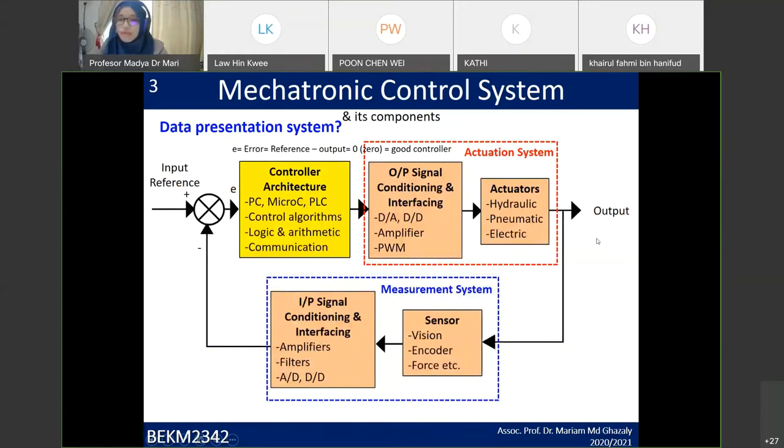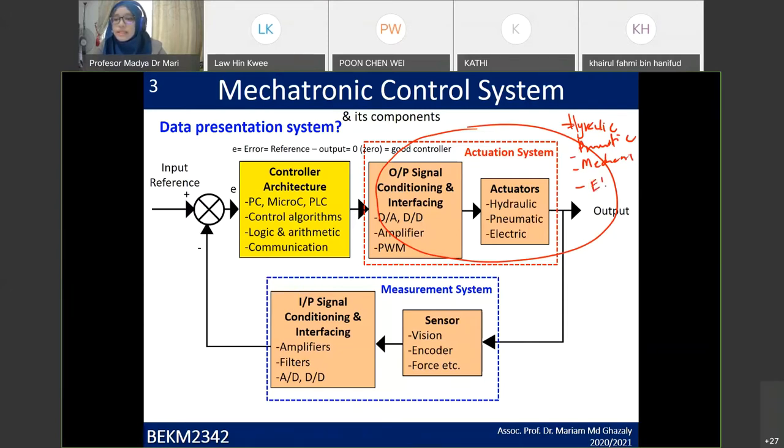What you have learned up until today is the actuation system. How many types do you have? You have 4 types. The first one is hydraulic and pneumatic. The second one is mechanical, or we call it mechanism. And the fourth one will be the electrical system.